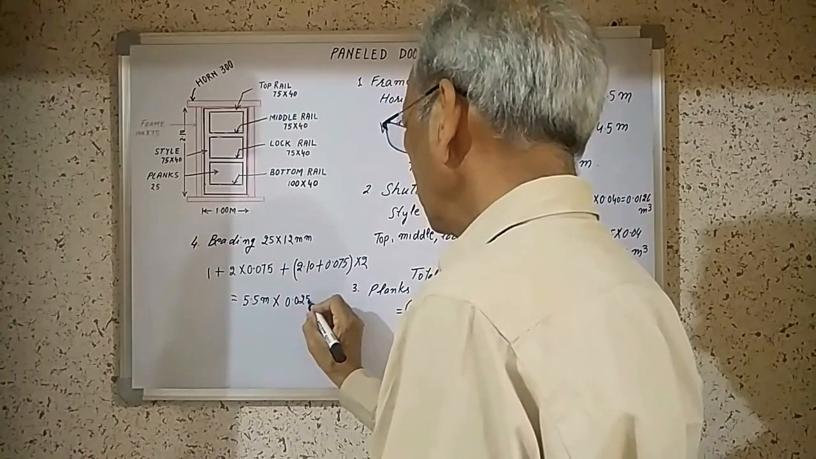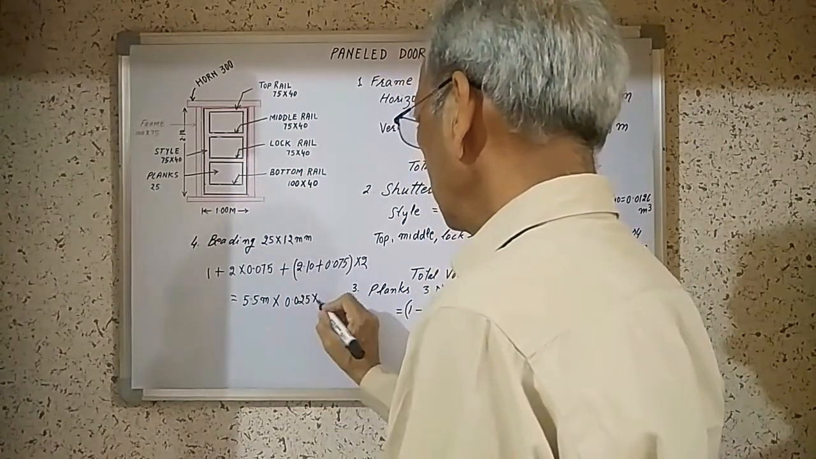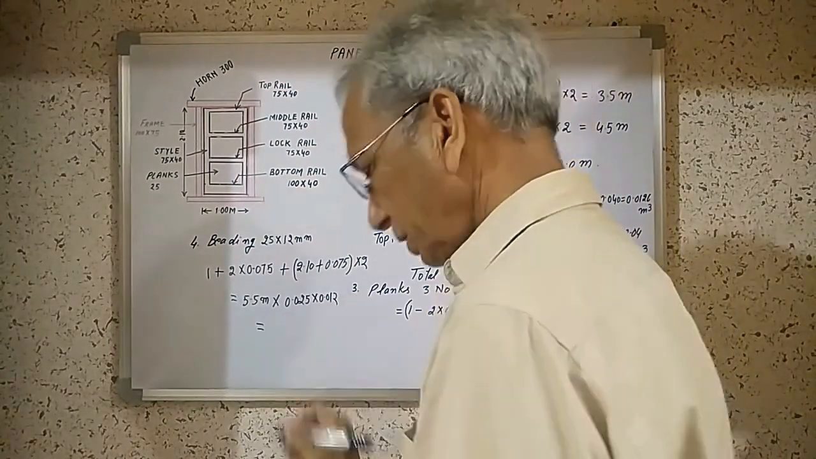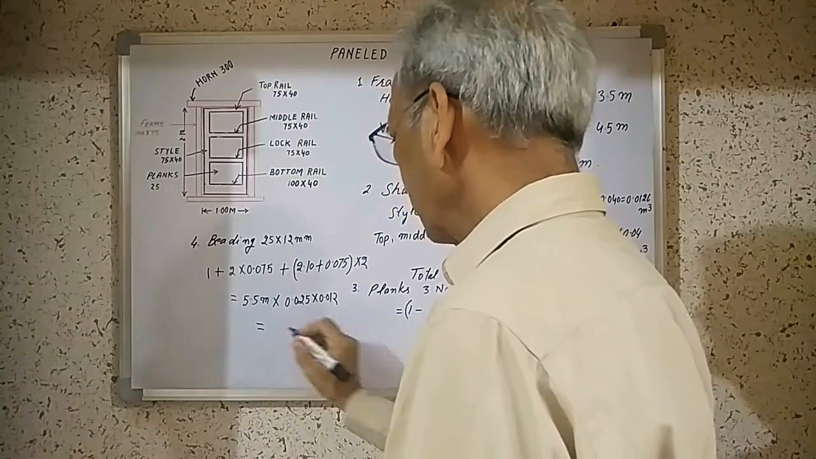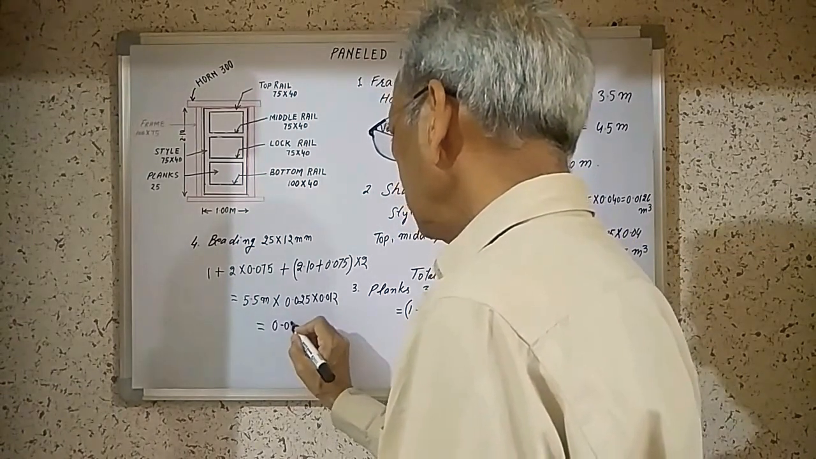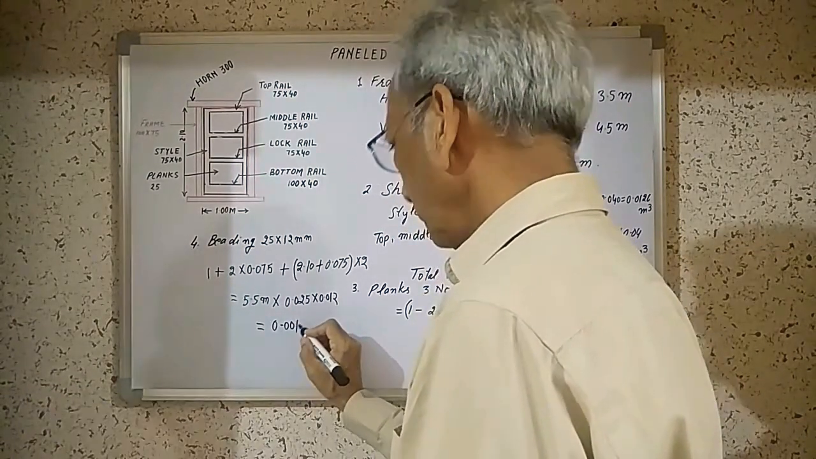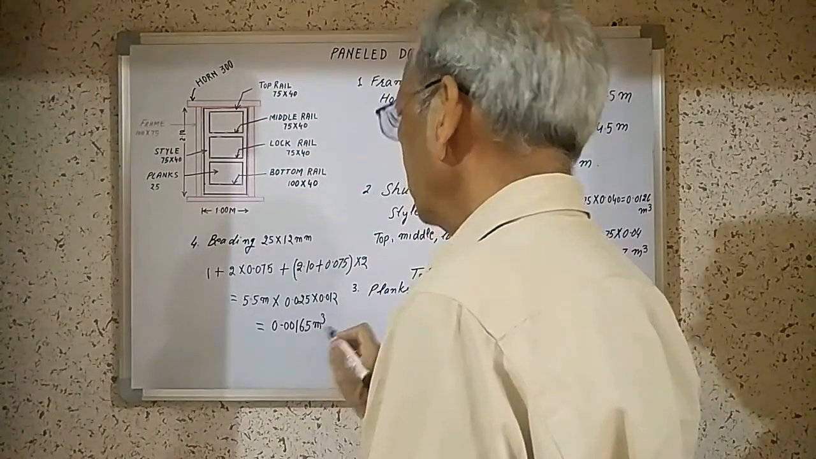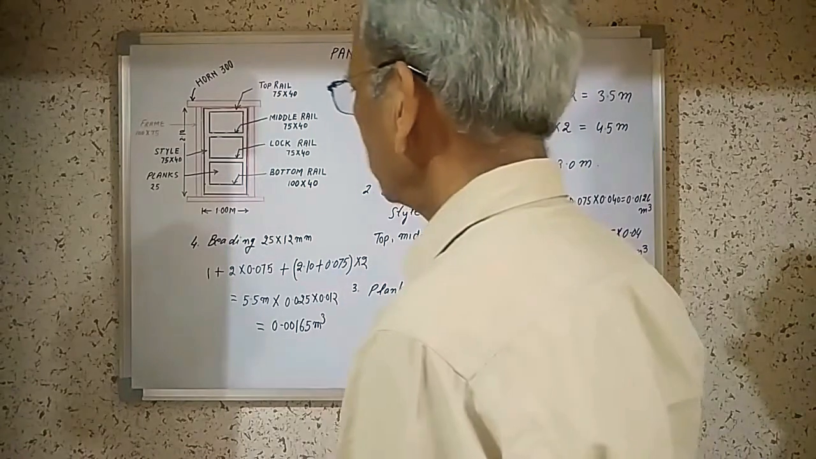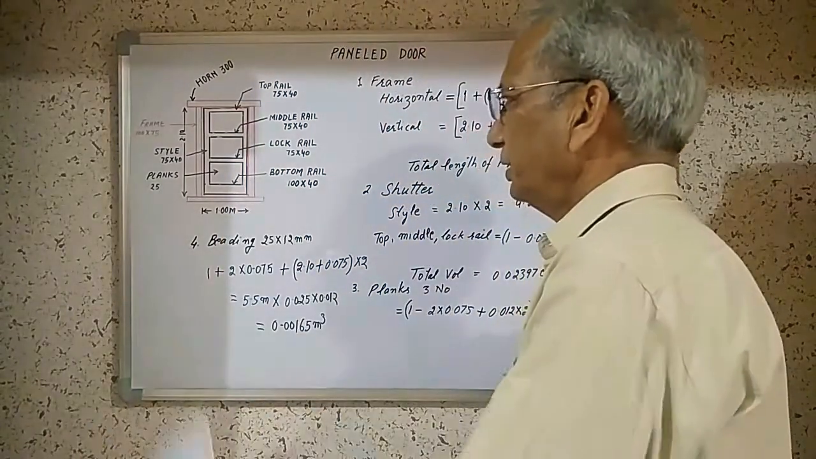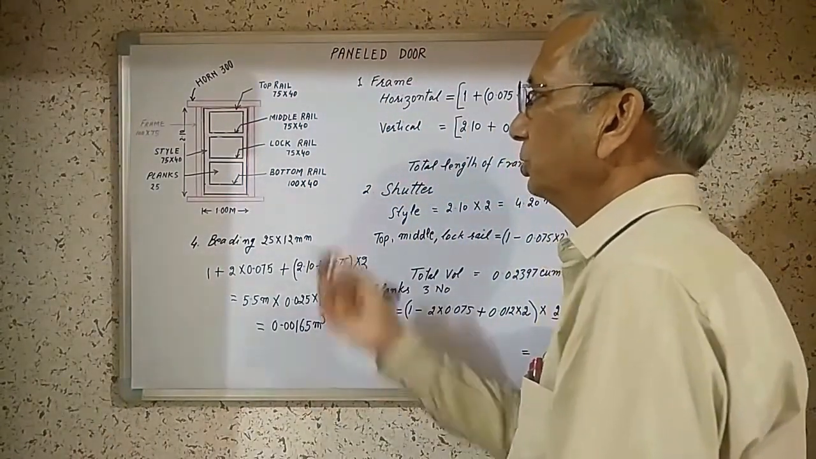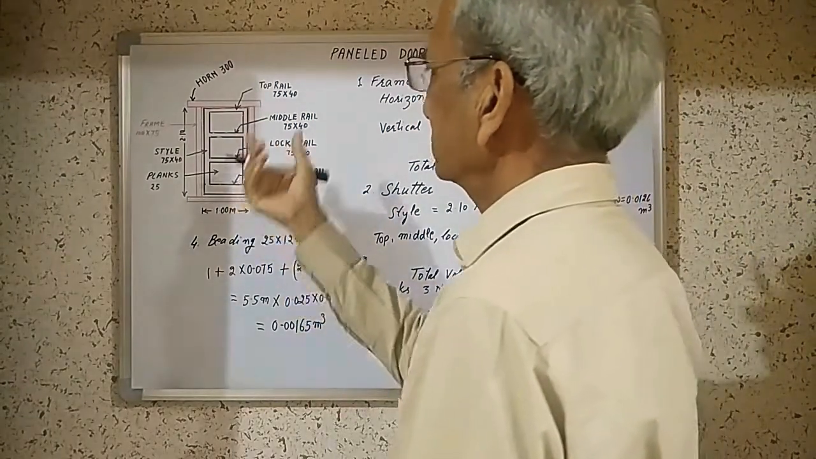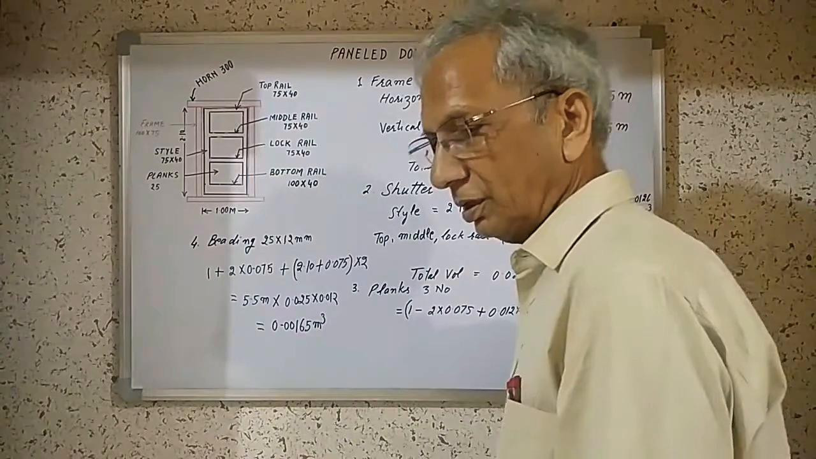Now to find out the cubic content, the size is 0.025 and 0.012. The quantity will come out 0.00165 meter cube. These are the calculations of the different components of the door, which consist of frame and shutter. These are all. Thank you very much.